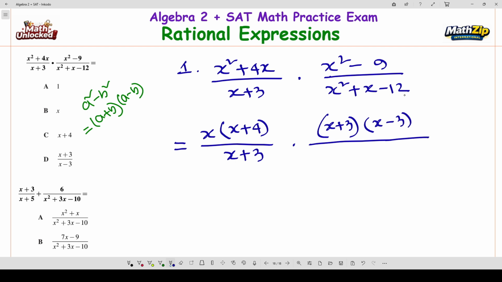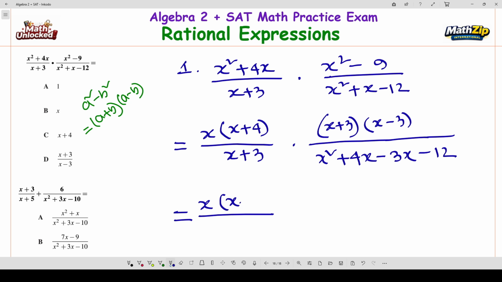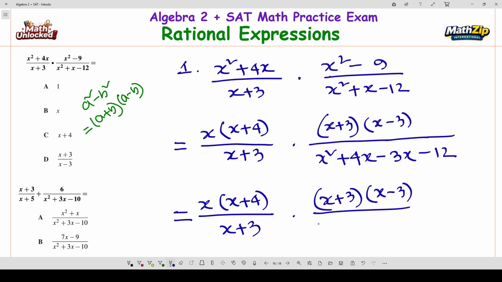And this expression we can factorize. So we can write x² + 4x − 3x − 12. Right? So 4x − 3x equals x, and 4 times 3 is 12. Now here is x(x + 4), divided by (x + 3), times (x + 3)(x − 3), unchanged. In the denominator we can take common x, so here will be x + 4. We can take common −3, so again x + 4.